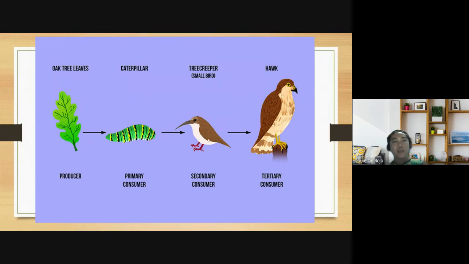Okay? Next is the tree creeper or small bird. Kinain niya yung caterpillar, which is the secondary consumer. So yung energy na nakuha ng primary consumer ay mababawasan at yun yung mapupunta sa secondary consumer. Next is hawk, which is the tertiary consumer because carnivorous siya. So kakainin niya itong tree creeper. At yung energy na nakuha ng tree creeper ay mababawasan at yun yung mapupunta sa hawk.